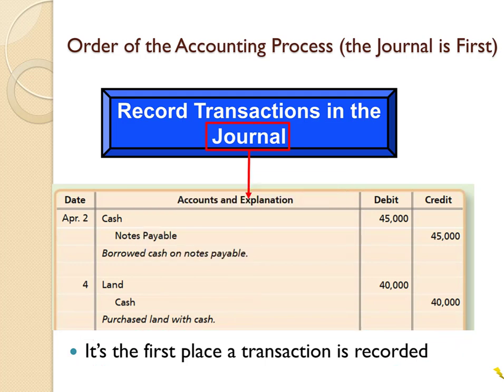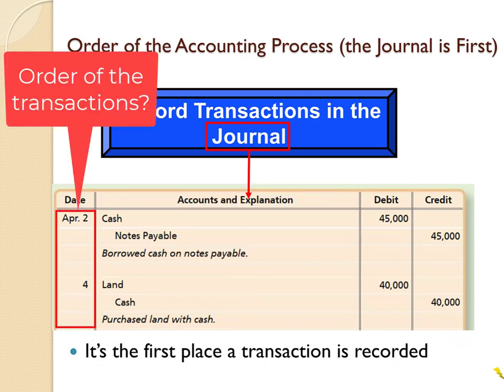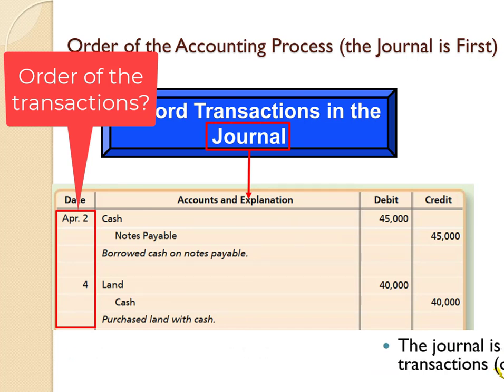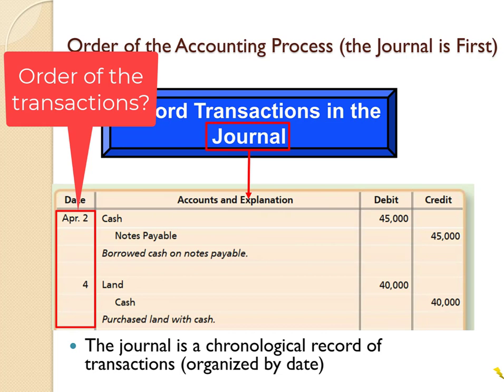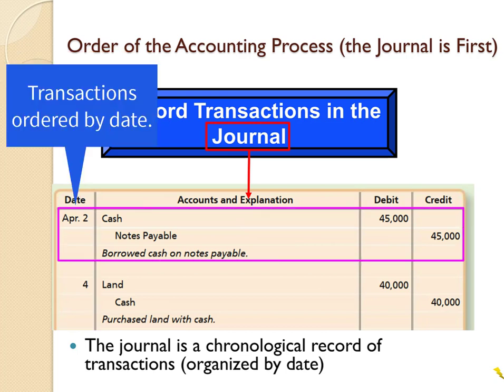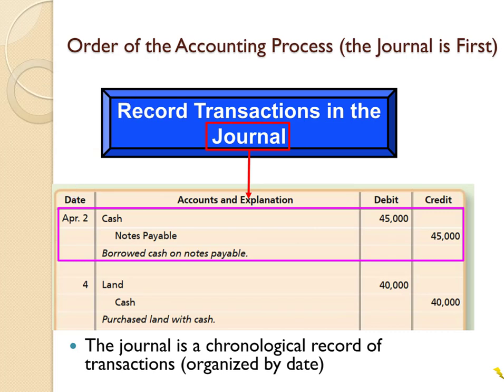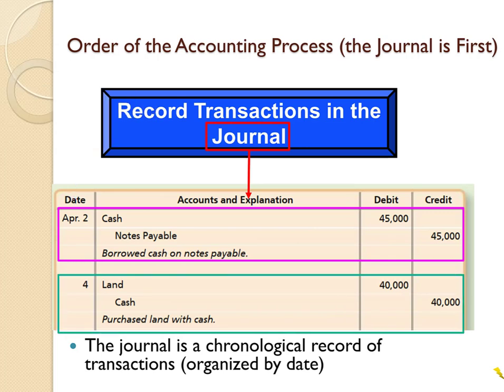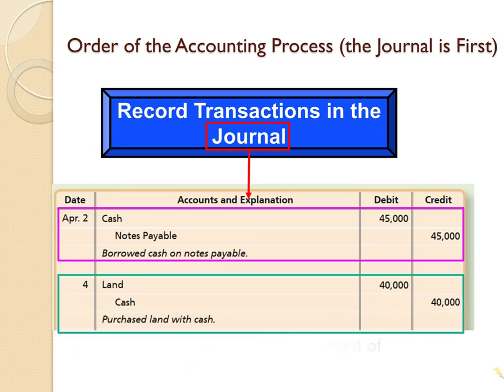What order are the transactions recorded in the journal? The journal is a chronological record where these events are recorded. Chronological order means by date. Notice the April 2nd transaction was recorded first, and the April 4th transaction was recorded later.